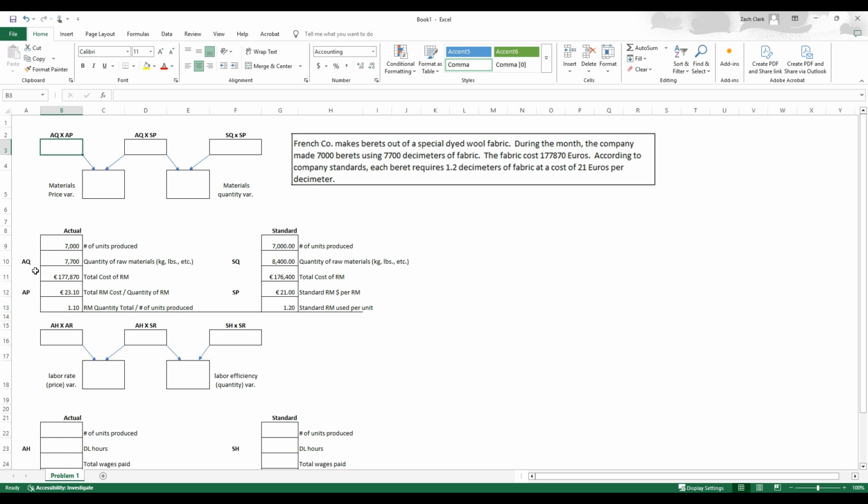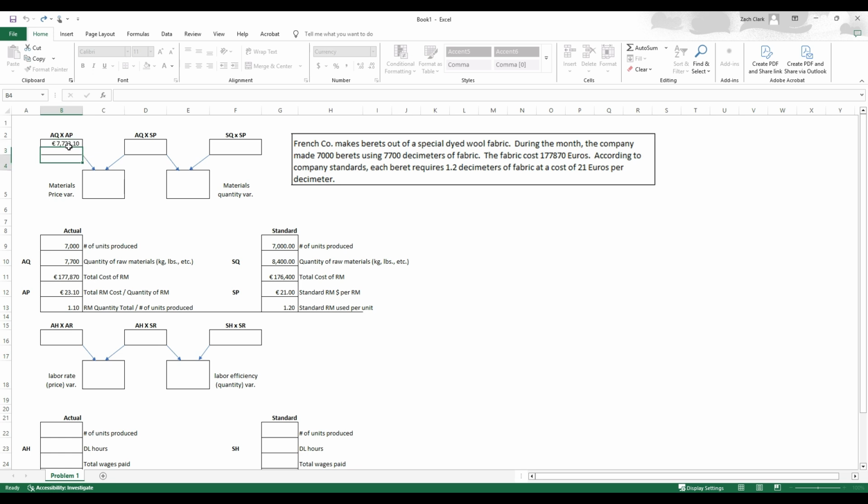And so we've listed out all of the components down here. So we have actual quantity of raw materials of 7,700. And we want to take that number times the actual price. And so the actual price was 23.10. And so we get 77.23.